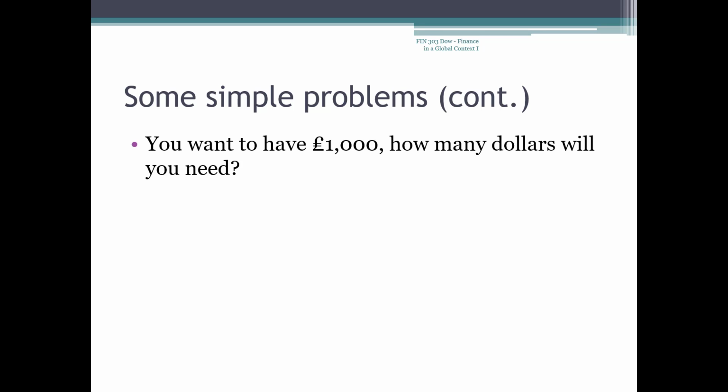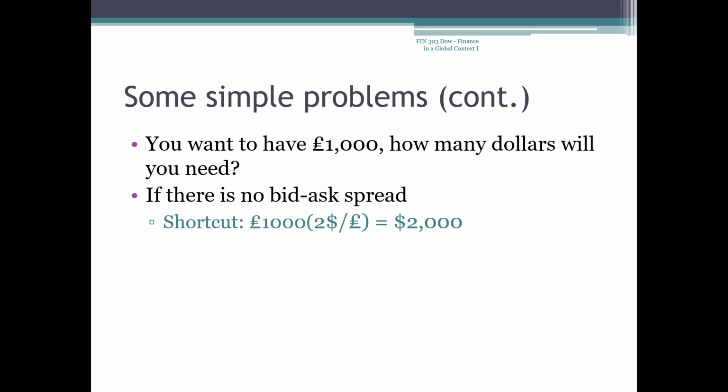Here's another problem. You want to have 1,000 pounds. How many dollars will you need? If there's no bid-ask spread, the shortcut way to do this is to work it backwards and multiply 1,000 pounds by the $2 per pound exchange rate. A more general way is to start with an unknown amount of dollars, X, and then multiply that by the pound-dollar exchange rate, which must equal 1,000 pounds. Solving for X, we get $2,000.